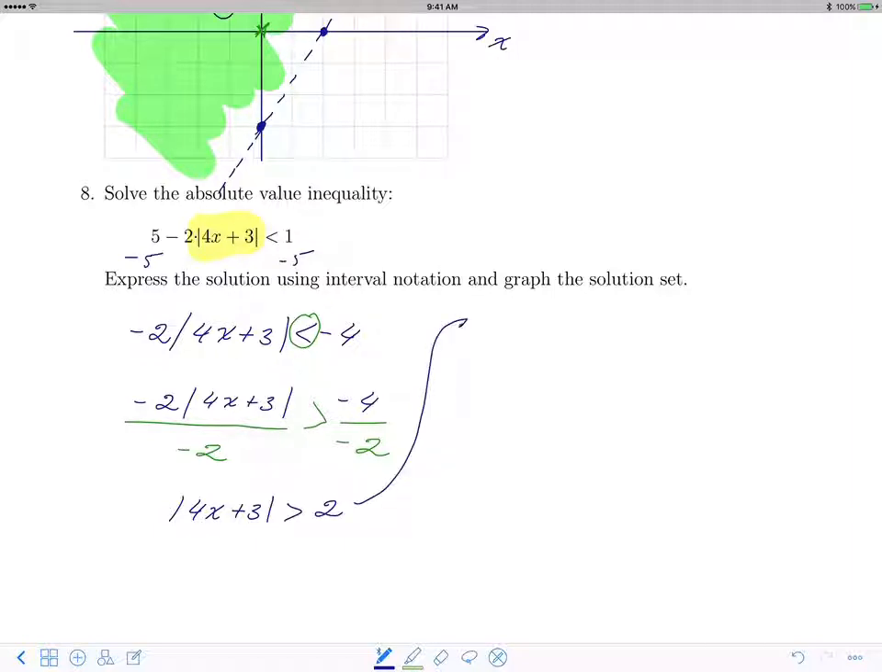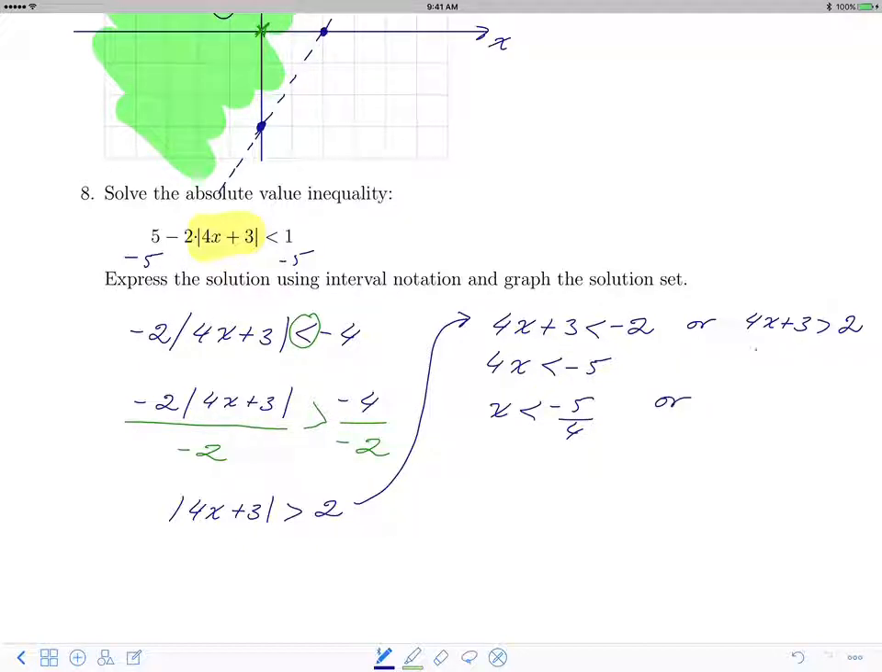And we know from class that when an absolute value is greater than a number, it produces an OR compound inequality, a disjunction. 4x plus 3 is less than negative 2, or 4x plus 3 is greater than positive 2. Solving this inequality, subtract 3 on both sides and then divide by 4. x is less than negative 5/4, or subtract 3 on both sides and divide by 4, x is greater than negative 1/4. There we go.